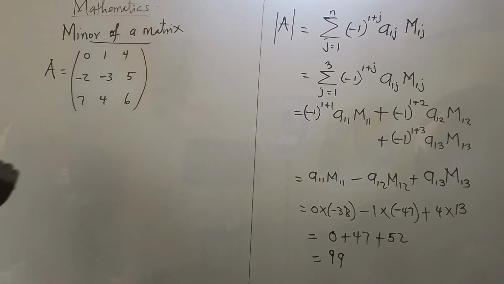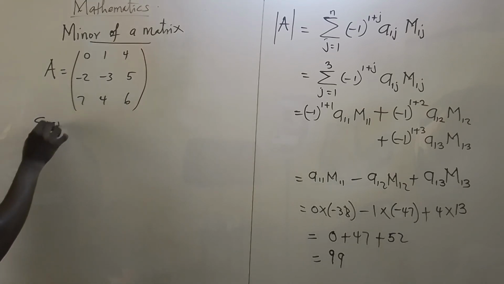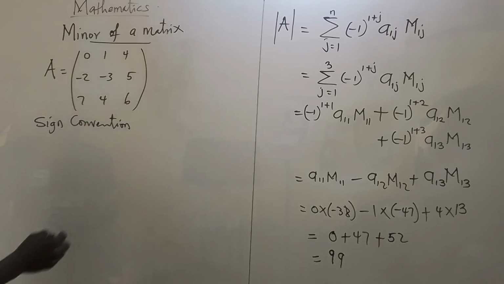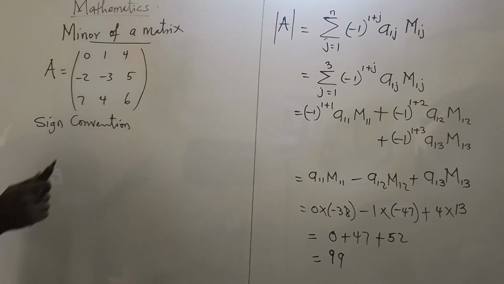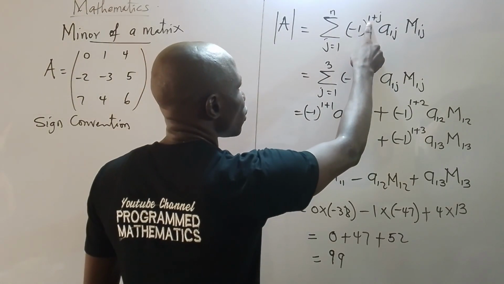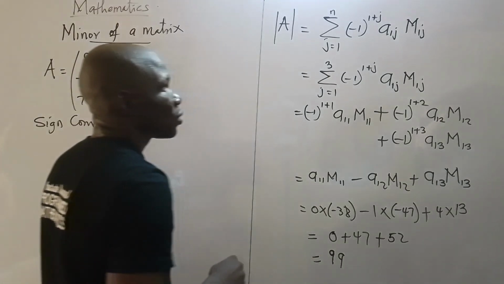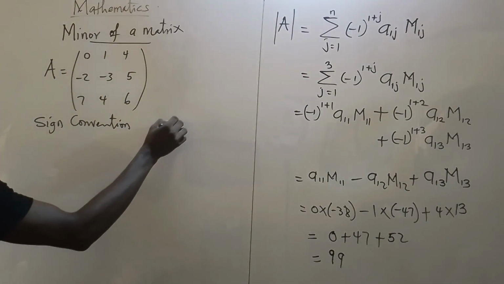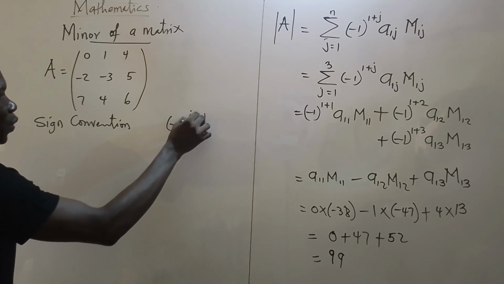All right, now the sign convention simply tells us the sign that precedes each element in each row or column you want to use. And we are simply making use of this: minus 1 raised to power i plus j. So in this case, we are using the general case here. This is what we are saying here: minus 1 raised to power i plus j.